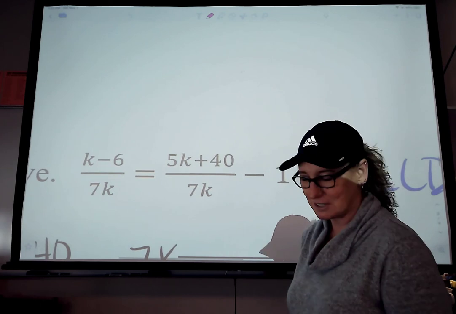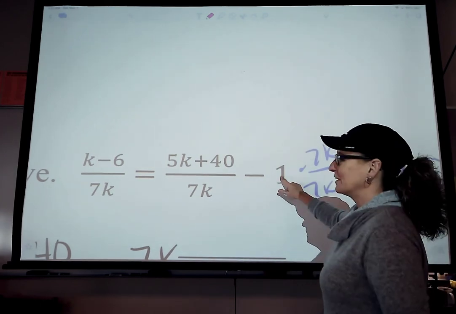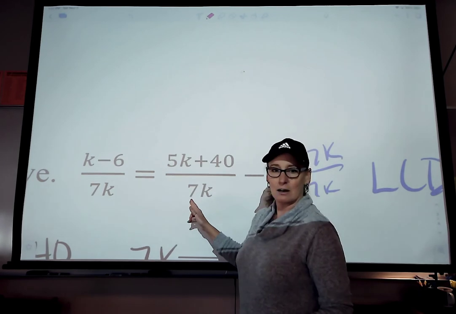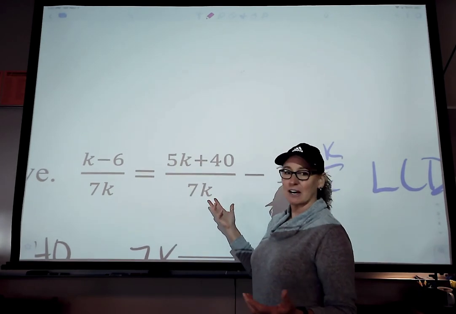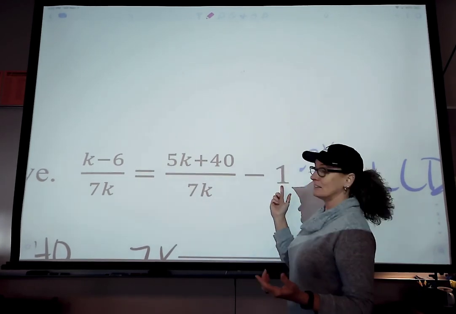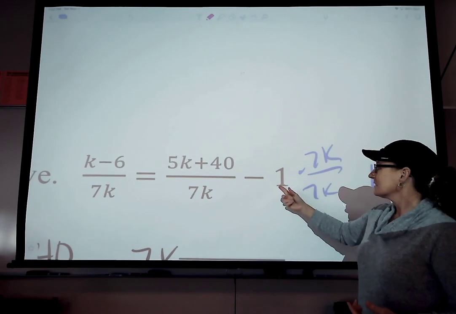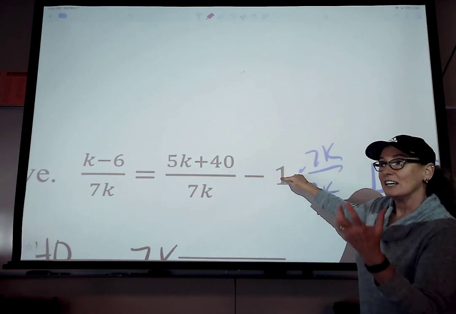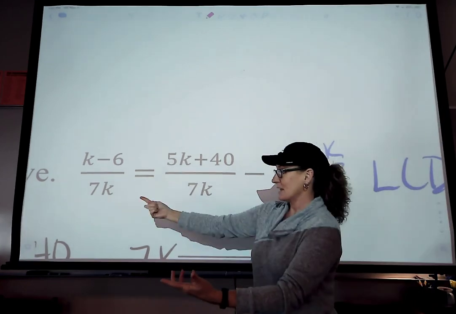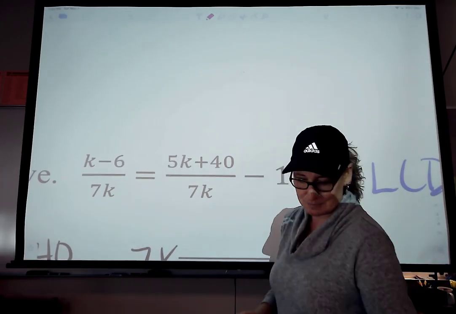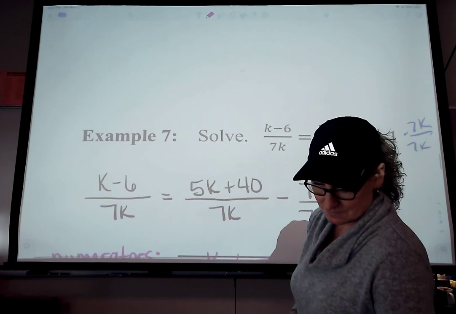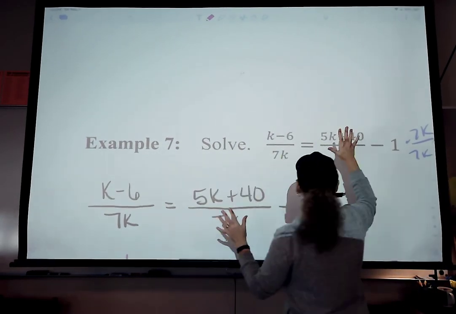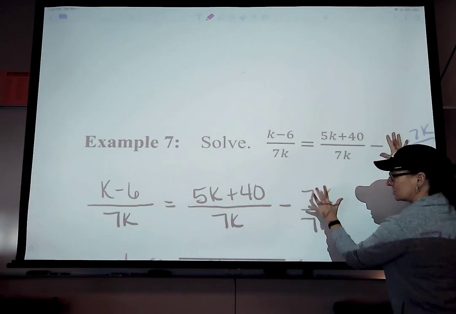Okay, last one. Don't let this negative 1 fool you. You still have to get a common denominator. So you look here and you're like, oh, cool. They already have. Yeah, they do. This needs it too. So 7k over 7k to turn this into a fraction that has matching denominators. So I did. Same, changed it.